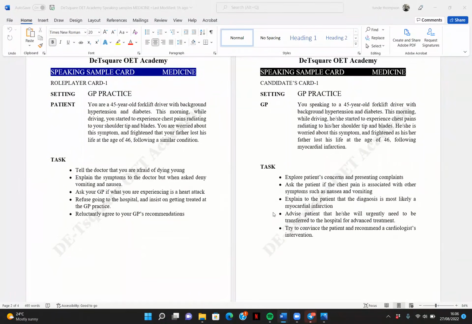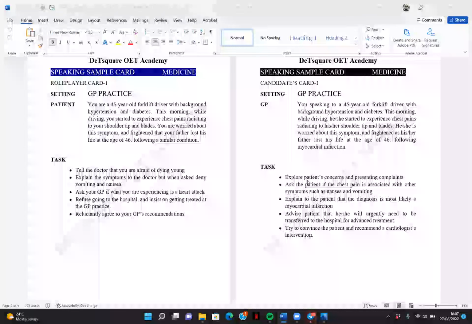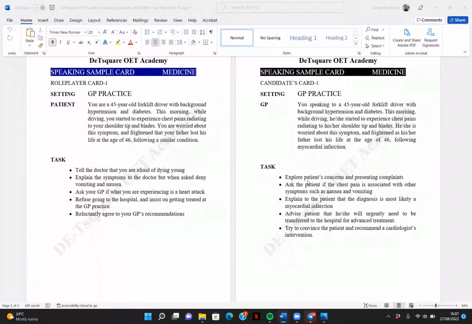So I'm going to give you 2 minutes to go through the candidate card. Please don't go through the role play card. I'm going to act as the patient or the interlocutor, while you will act as the doctor or the candidate now. Okay, so your 2 minutes starts now. After 2 minutes, I will ask you to start.